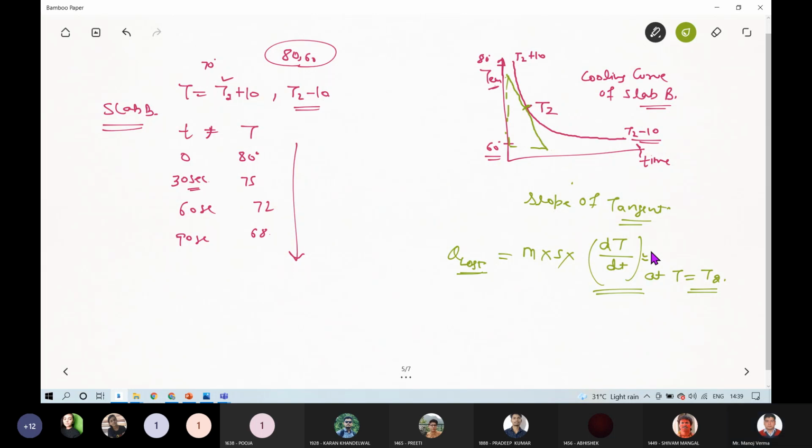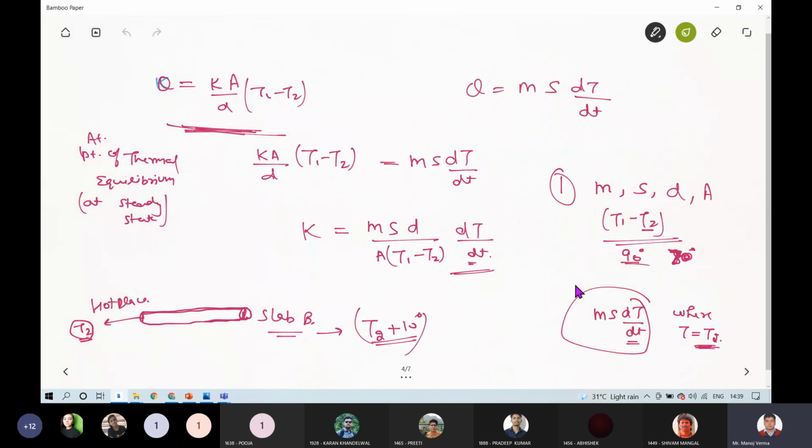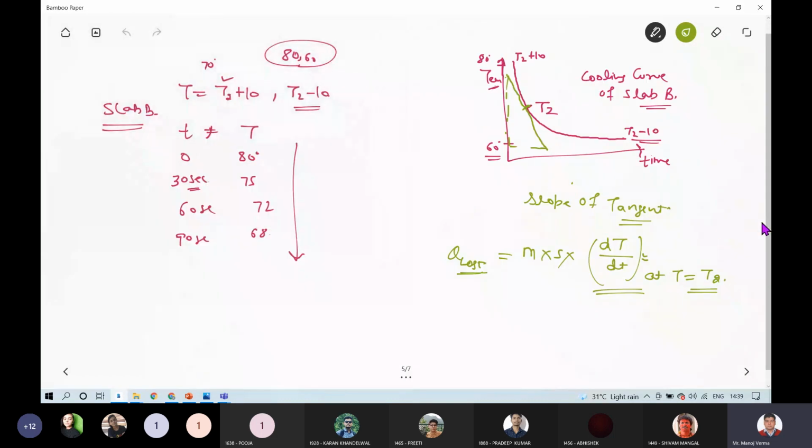So in this particular experiment, the first part was to find the thermal equilibrium conditions, this M, S, D, A, and the thermal equilibrium temperatures. The second part of this experiment is to disassemble this apparatus, and just heat the slab B and see the cooling curves. You have to plot the cooling curve of this slab B, in which you will be finding the slope of the tangent of this cooling curve, so that you can calculate the value of Q lost, or the value of this parameter dT by dt.